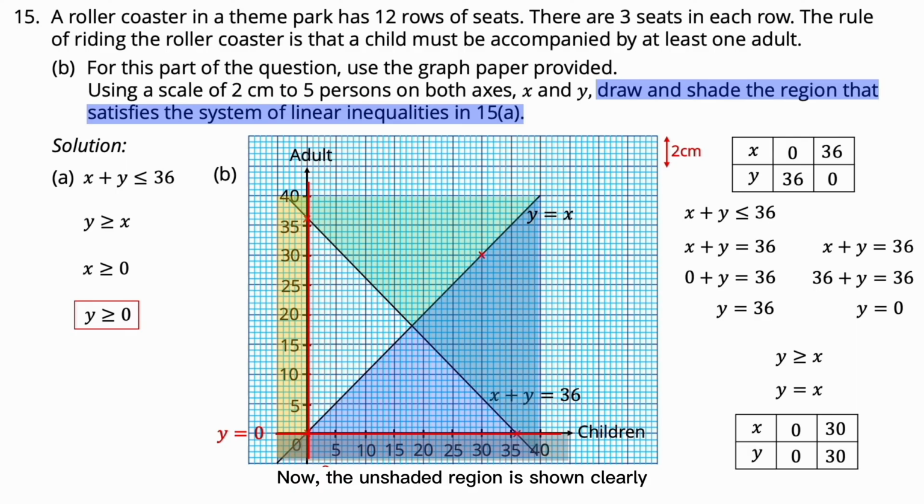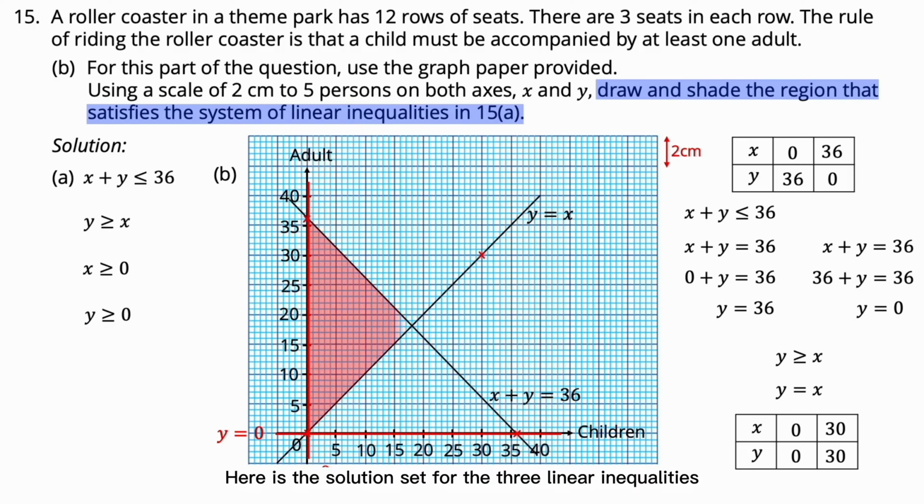Now, the unshaded region is shown clearly. Here is the solution set for the three linear inequalities. All the solutions can be found in this region, the solution to the system of the three linear inequalities. Since we shade the unsatisfied regions, shade the region gently with a pencil so we can erase easily later.